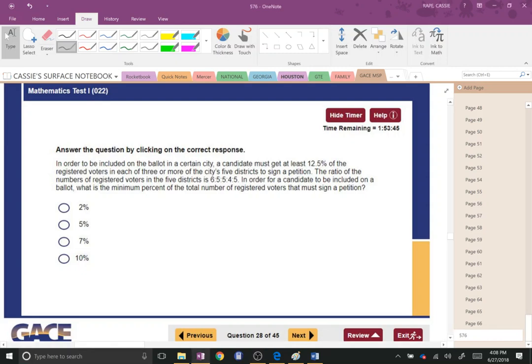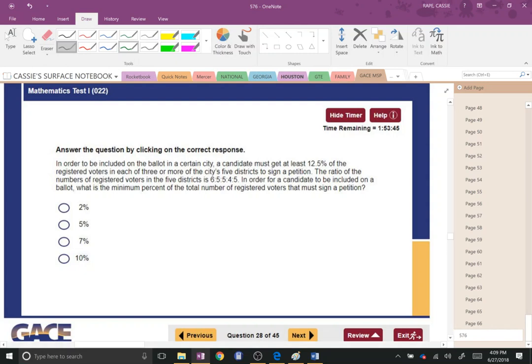We are looking at question 28 on your GACE ETS Practice Math Test 022. And this question, it's amazing to me how reading comprehension really comes into play in these questions, because they're not hard questions. It's just you have to really read it carefully, because this is a situation where you have 5 districts and there's one district that's bigger than 3 of the others, and then one district that's smaller.